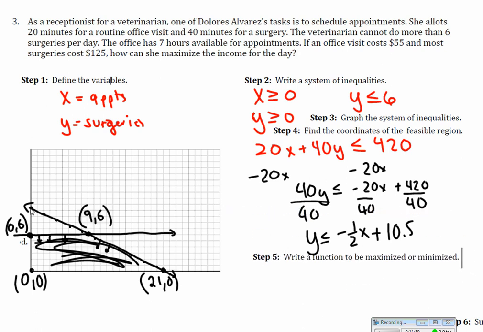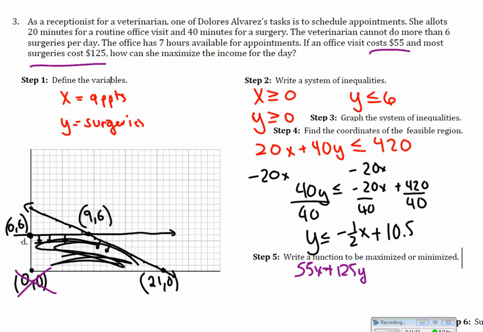So that's where we go back to this last statement here. Office visit costs 55, surgeries cost 125. We need to maximize the income for the day. So the function is going to be 55x plus 125y. And we're looking to maximize that. So we're looking to figure out what is going to be the best use of our day to make the most amount of money. So you can eliminate 0, 0 because we know that's not going to get it done.